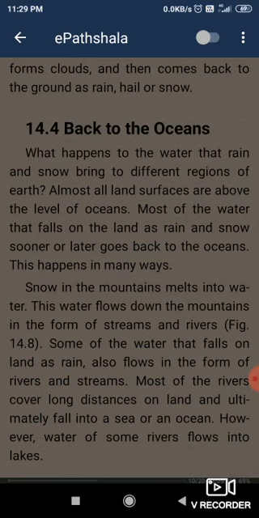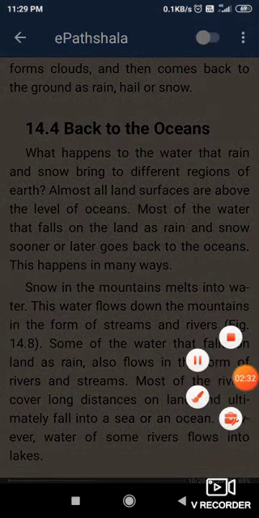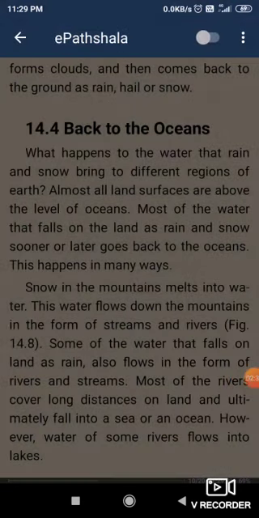Now next, back to the oceans. What happens to the water that rain and snow bring to different regions of the earth? Almost all land surfaces are above the level of oceans. Most of the water that falls on the land as rain and snow sooner or later goes back to the ocean. This happens in many ways.